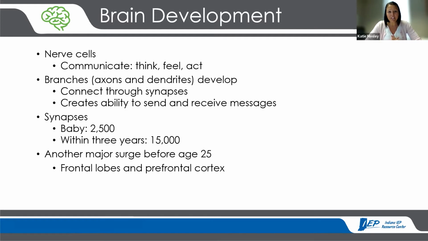There's another major surge in creating these synapses from about later adolescence until the age of 25 again, which is when, as we said on the previous slide, the executive functioning skills really start to close and solidify within our brains. And so the frontal lobes and the prefrontal cortex are extremely important. It's the last part of our brain that actually forms.